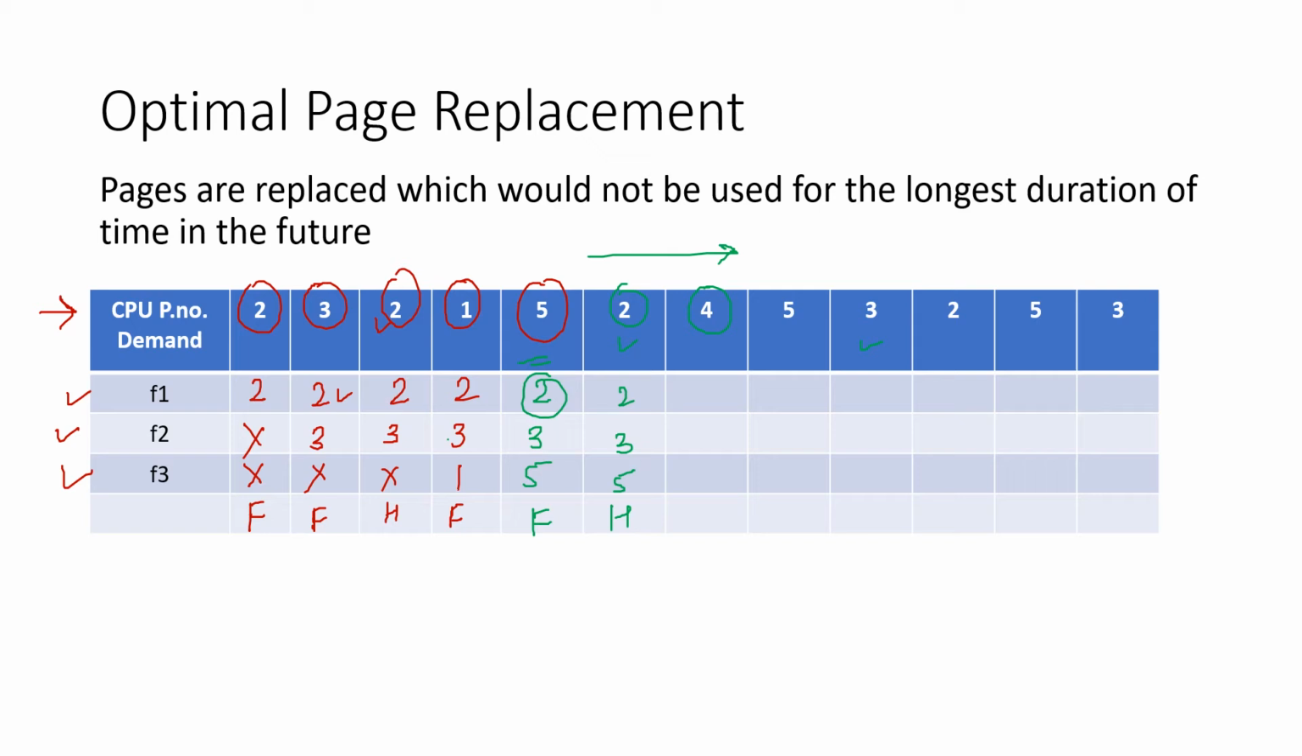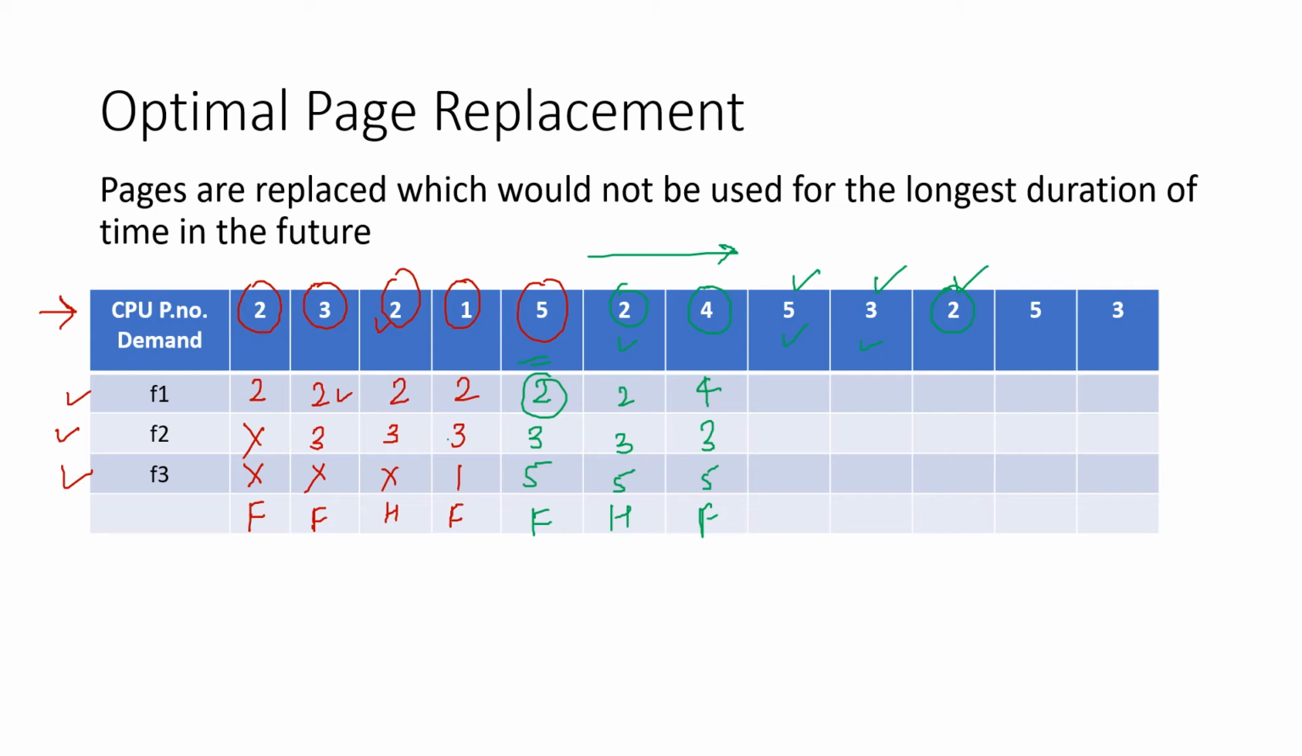Okay, so which to replace here, right? Whether you replace 2, 3 or 5. So where is 2? 2 is here, then 3 is here, and 5 is here. So you can replace this 2. Okay, so we'll replace 2 by 4 right here. So it's a fault.